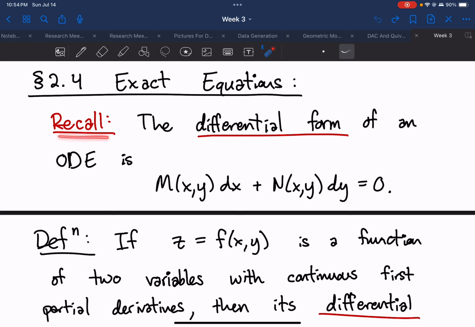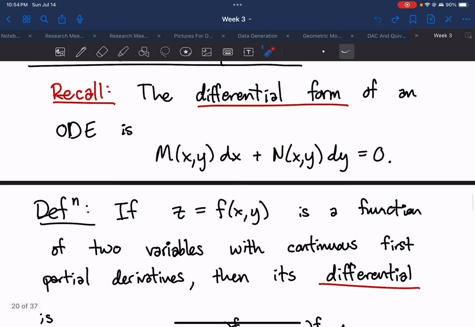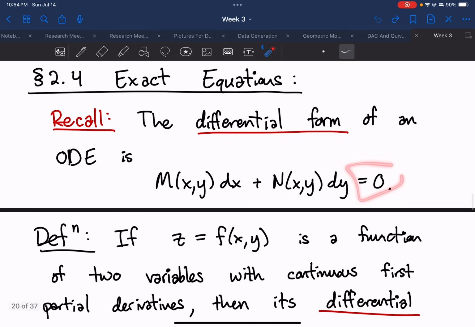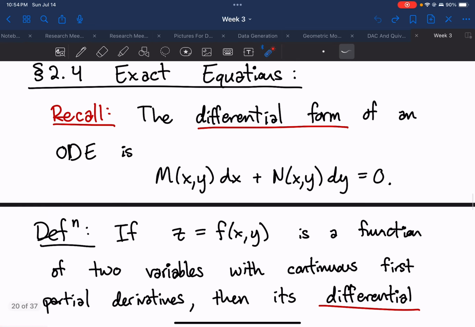the differential form of a first order ordinary differential equation is some function of x and y times the dx differential, plus some function of x and y times the dy differential, equals 0. This is called the differential form of a differential equation. So here's a definition for you.